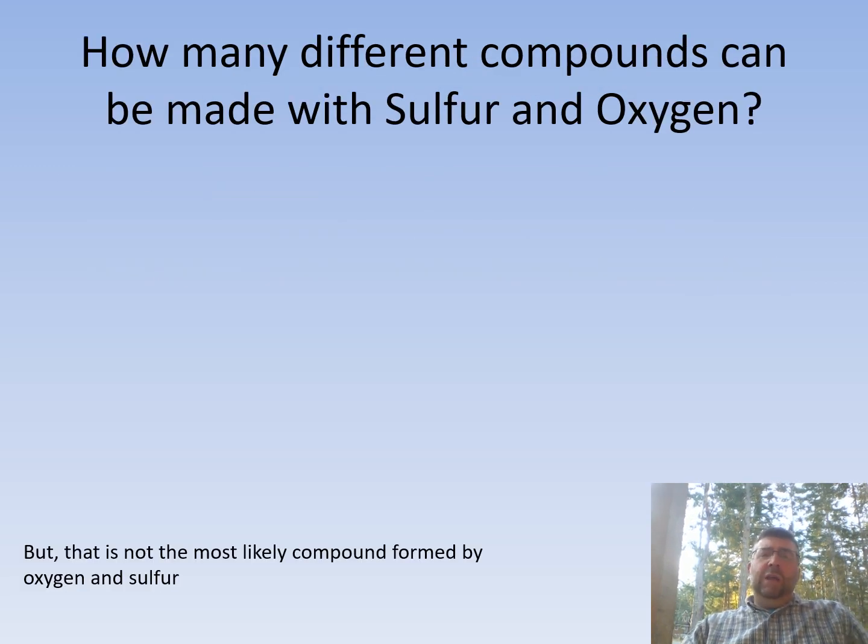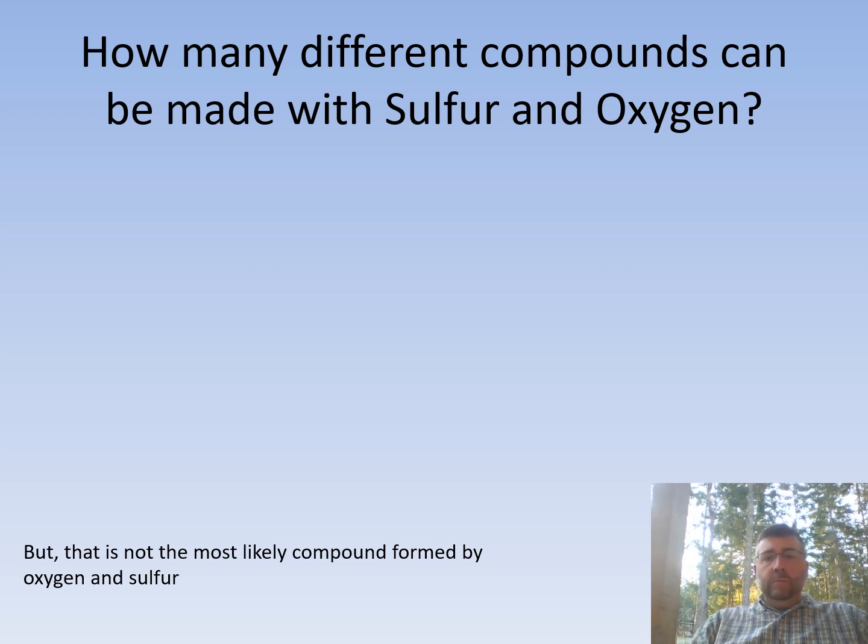Okay, so I want you to get out your periodic table and take a look at sulfur and oxygen. And I want you to come up with a compound that can contain both substances. So pause the video, take a second, and try to draw this structure that will contain both sulfur and oxygen. All right, let's take a look.